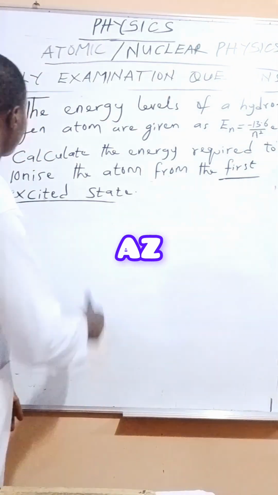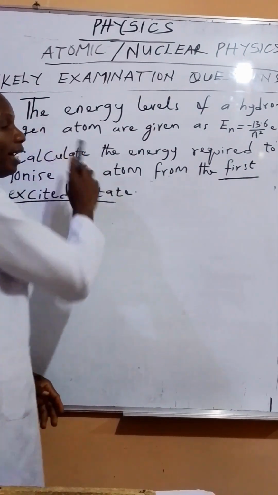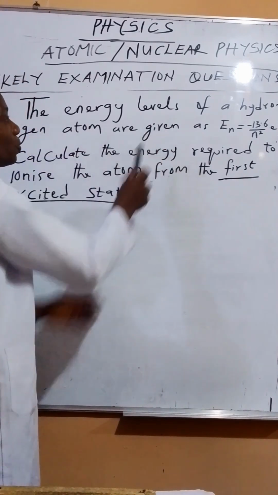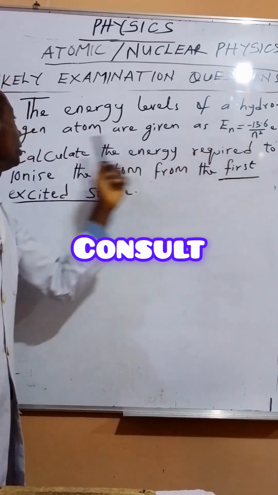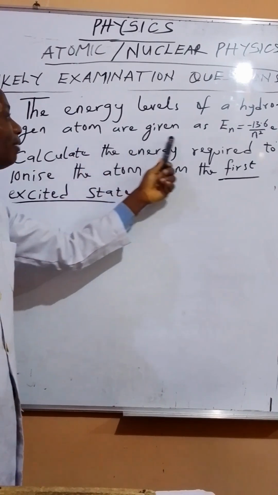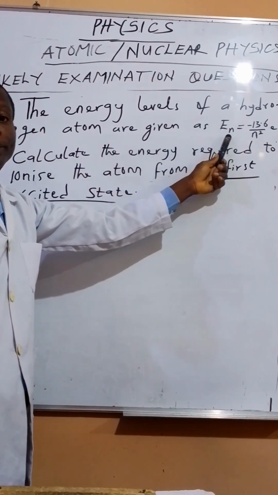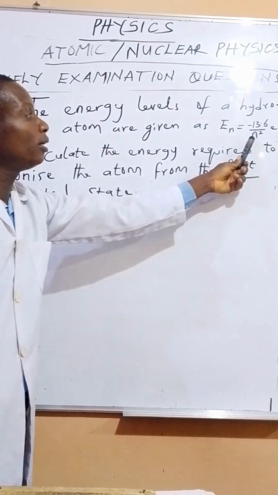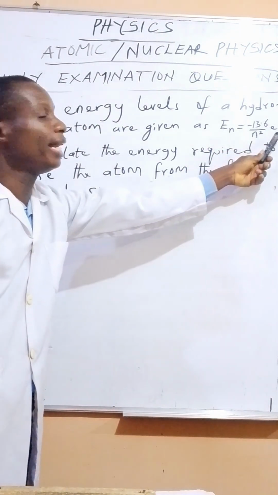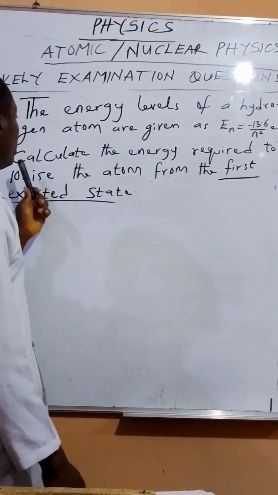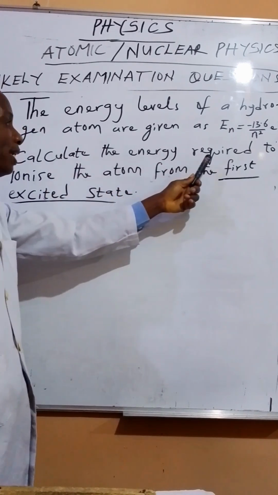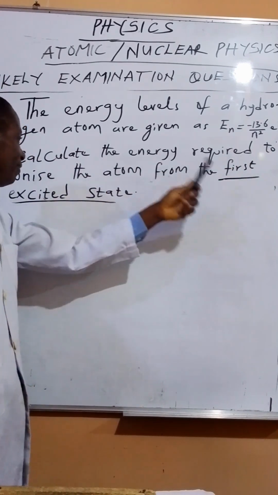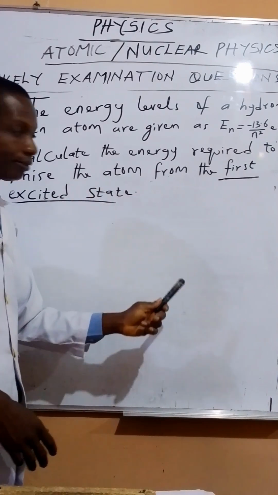So, question 1 here is that we are told that the energy levels of the hydrogen atom are given as E subscript n equals minus 13.6 divided by n squared electron volt. Calculate the energy required to ionize the atom from the first excited state.